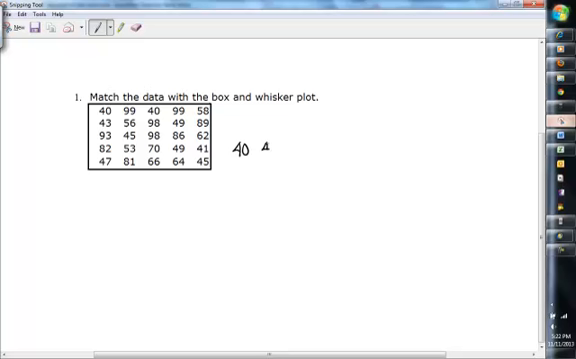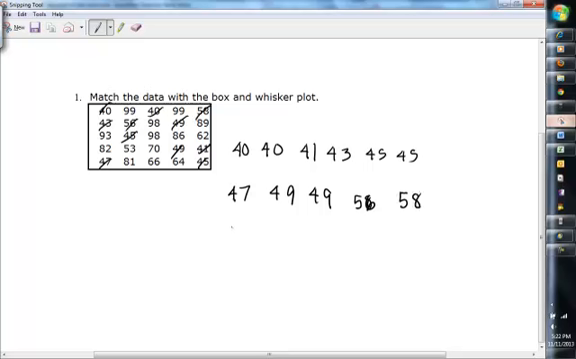All right, let's see here. 40, 40, 41, 43, 45, 45, 47, 49, 49, oops, 56 first, then 58, then, let's see here, what's next? Oh, we got a 53 in there, forgot that one.